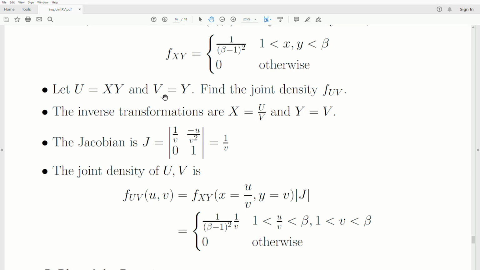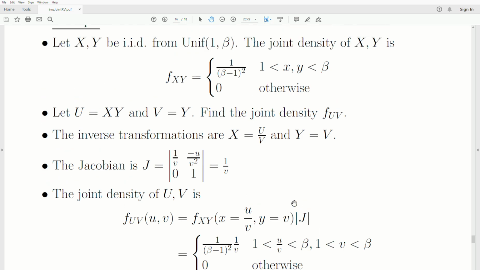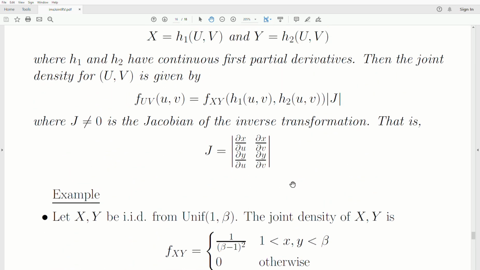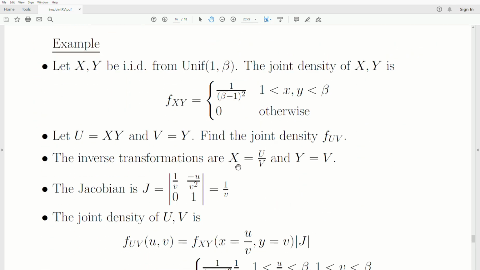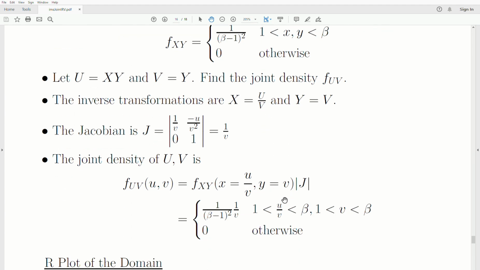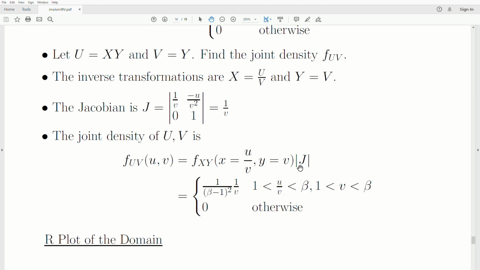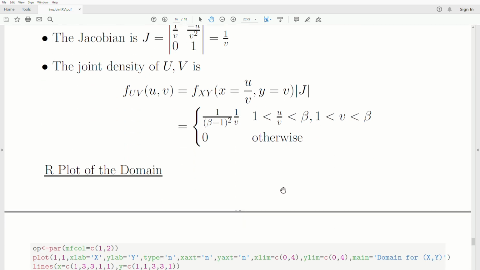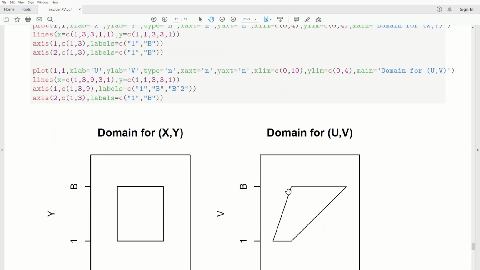Now notice that v goes from 1 to beta, and u goes from 1 to beta squared. Or another way we can say it, let's go back up. So x goes from 1 to beta, so then we know u over v goes from 1 to beta. So there's a restriction there. And to me, it's easiest to see this in a plot of the domains. So that's what we do here.